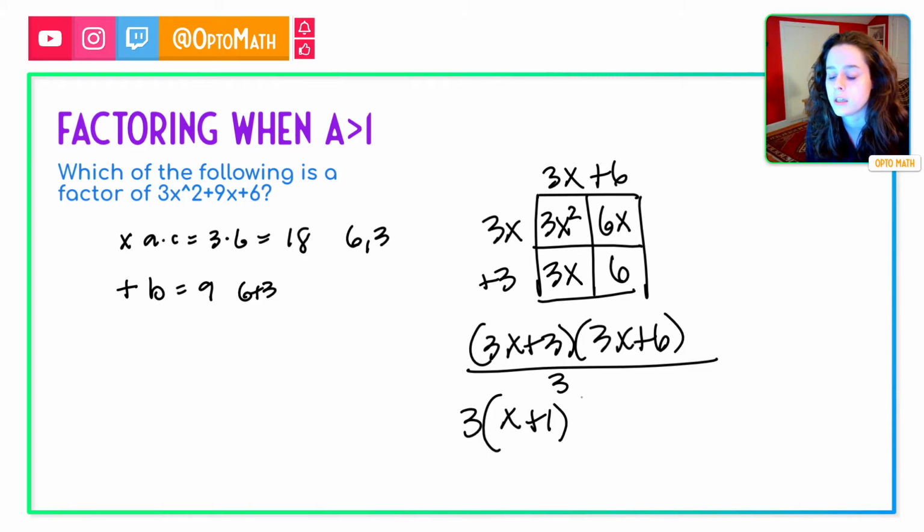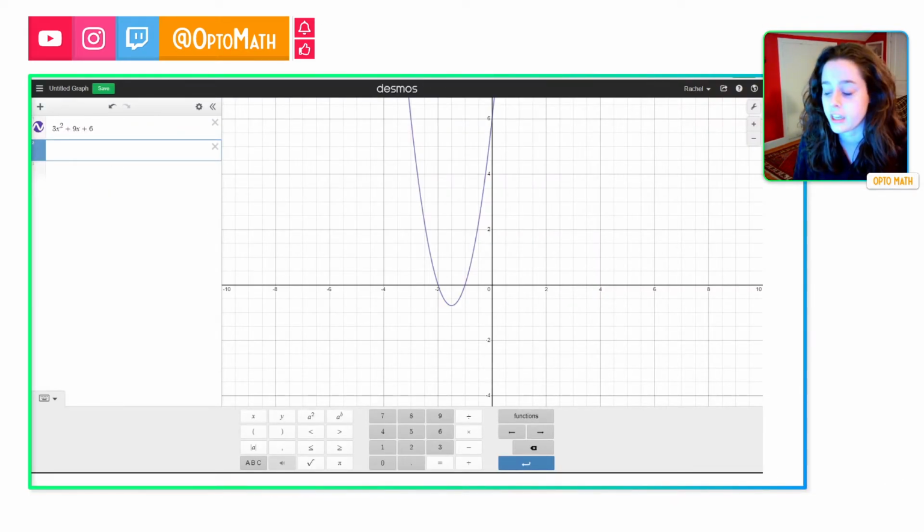So x plus 1 and x plus 2. Actually, you could have worked this as a factoring problem where a was 1. But be prepared to do this type of question when a is greater than 1 and work it that way. So here are our factors: the 3, the x plus 1, and the x plus 2. If we wanted to check here on Desmos, we can simply type in our factors and see if we get the correct thing. So that's what we're going to do.